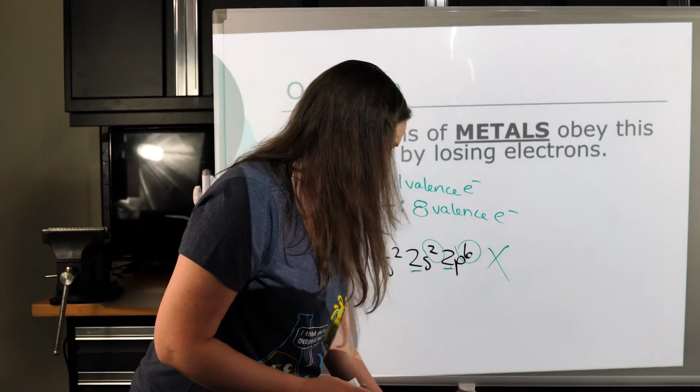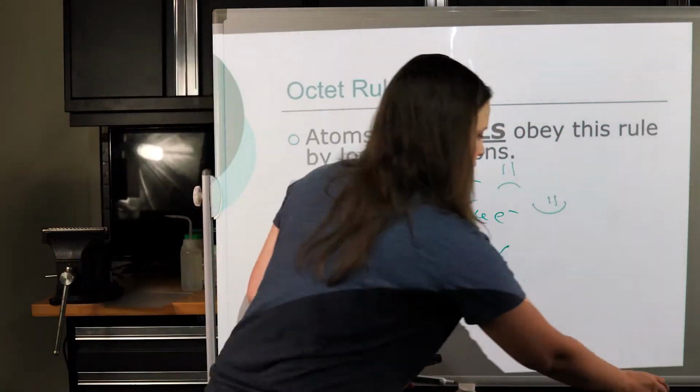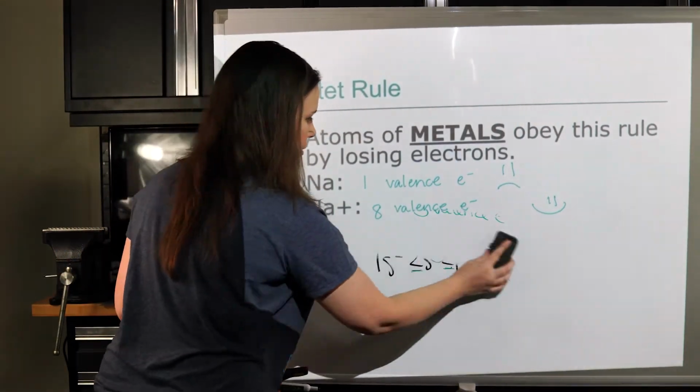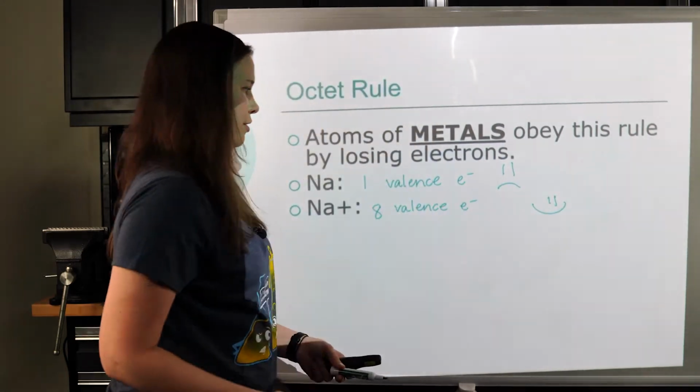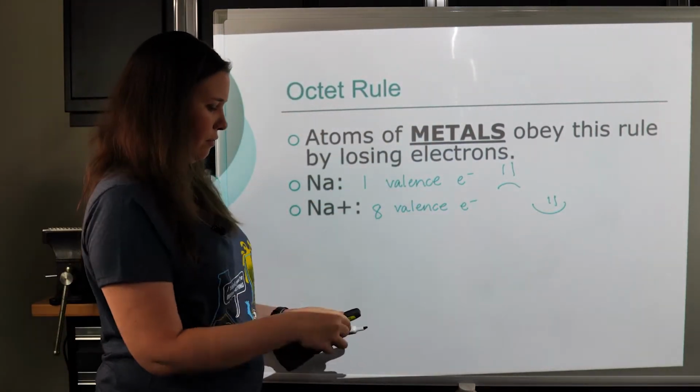Now let's look at a non-metal, or I'm sorry, a metal. No, this was the metal, sorry. Gotta get used to this projector. So this was our metal. We went from 1 to 8 valence electrons.